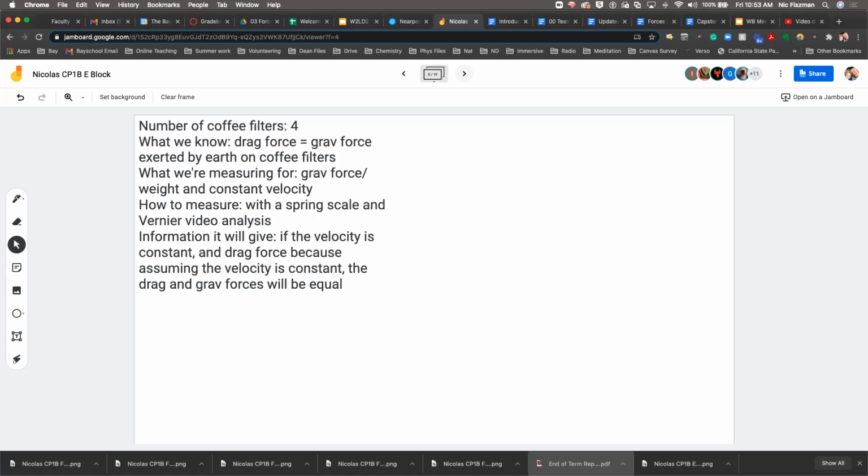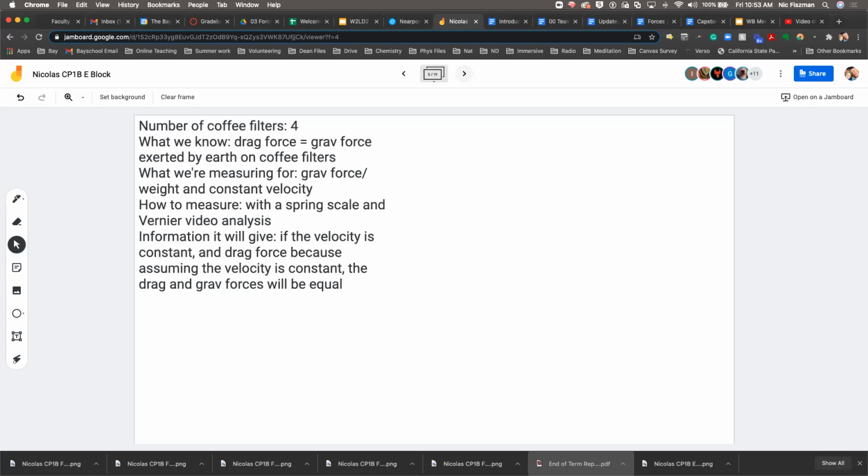So what we did was we're all doing 4 coffee filters in order to have the same amount, so we can compare, see if one person has a difference but 2 others are the same, we go by what the 2 others got.